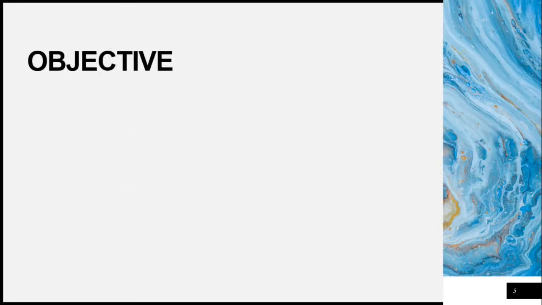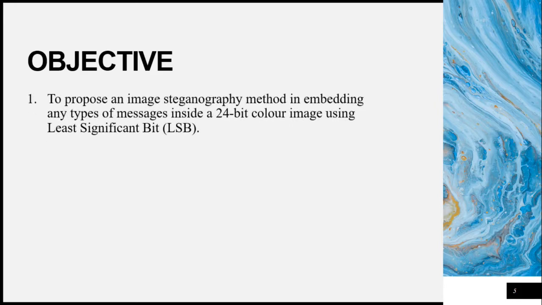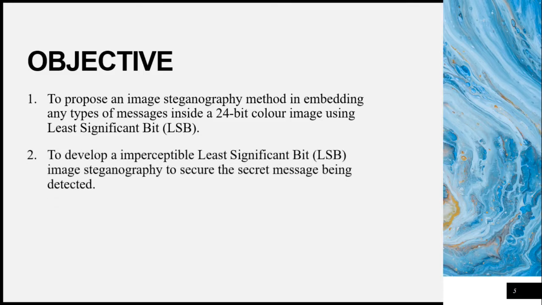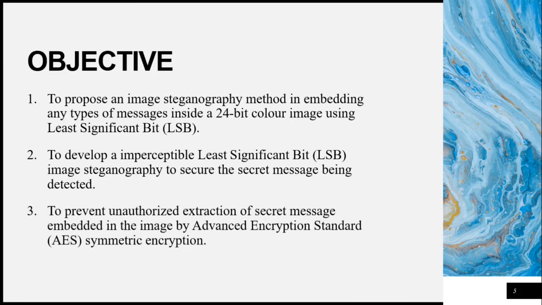The objective of my final year project is to propose an image steganography method in embedding any type of message inside a 24-bit color image using least significant bit. Besides, this final year project is determined to develop an imperceptible least significant bit image steganography to secure the secret message from being detected. Furthermore, this final year project aims to prevent unauthorized extraction of the secret message embedded in the image by Advanced Encryption Standard (AES) symmetric encryption.